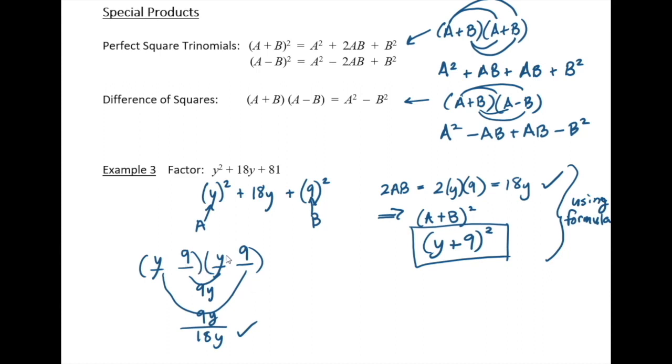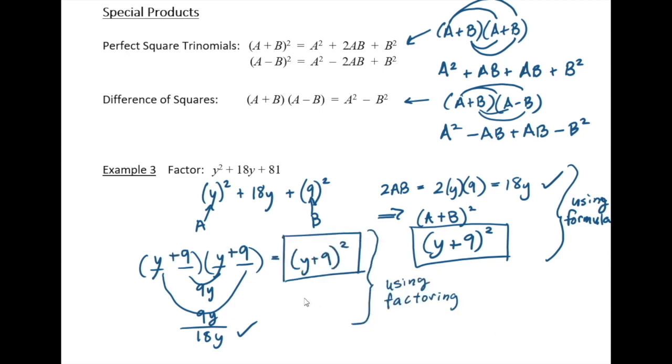These 9's are both positive to get a positive 18y. So we get the product of the binomials, y plus 9 times y plus 9. And when both factors are the same, we can write that as y plus 9 to the second power.